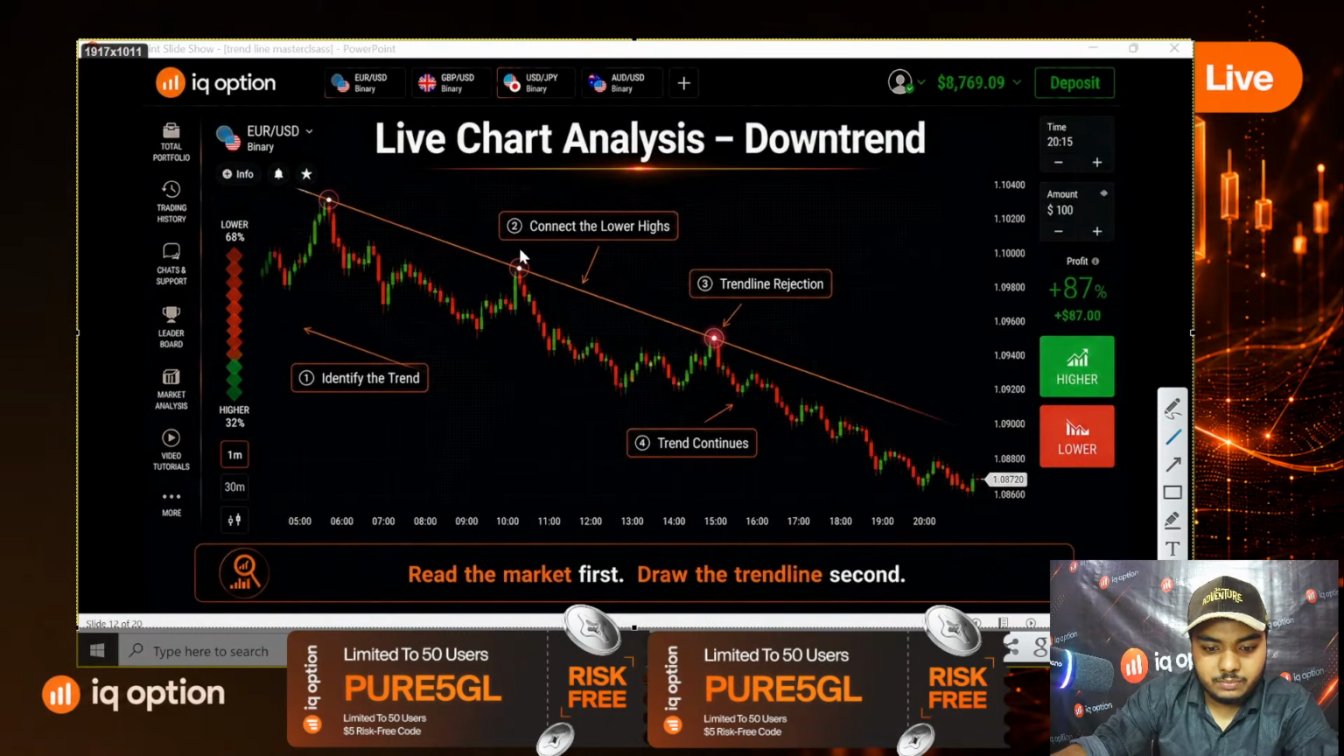Focus on the chart here. Before drawing the trend line, let's analyze the market, what is happening. First thing, when you just enter the market, your first question is which trend is going now, which one is in power.